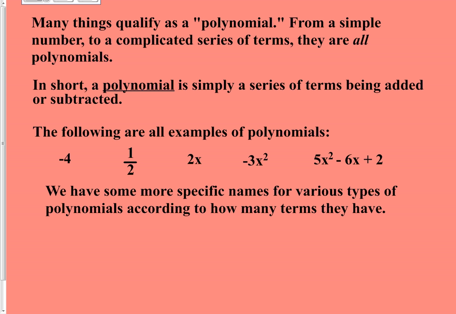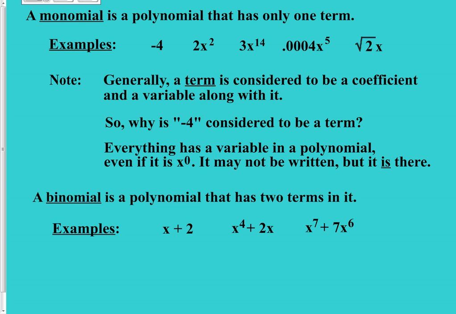Now, in short, what we said is a definition of a polynomial. A polynomial is simply a series of terms that is being added or subtracted together. That is the broad, all-encompassing term, polynomial. Now, polynomials can be broken down into smaller subgroups, and some of those subgroups would be like monomial. The prefix mono means one, so we are talking about a polynomial that has only one term. That would be a term that is not being added or subtracted to anything else.